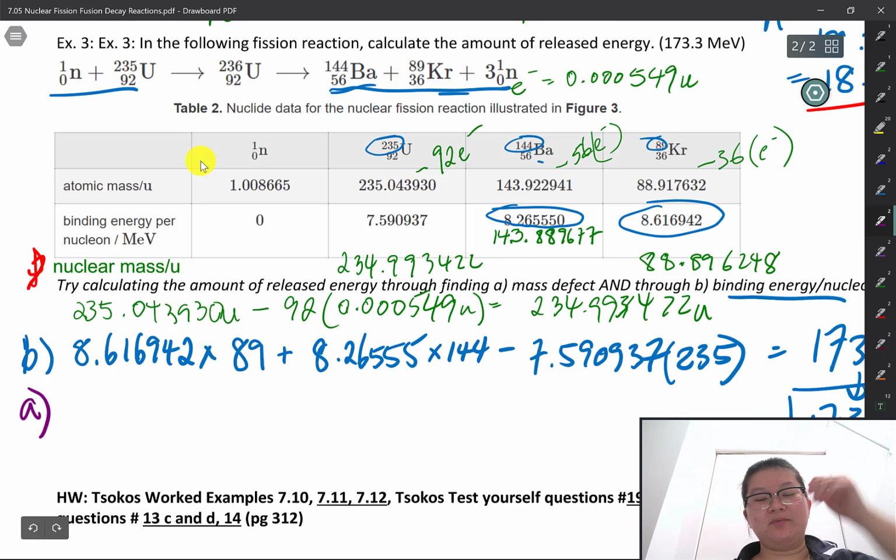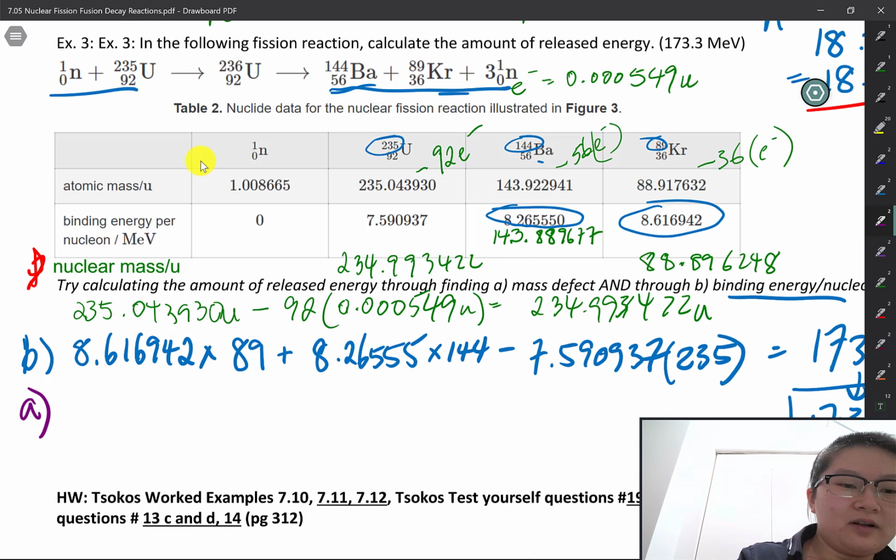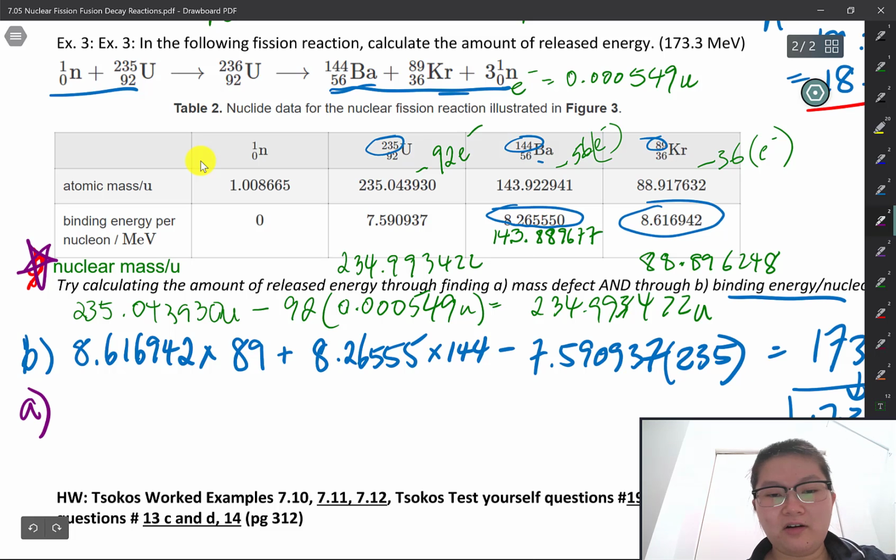With the mass defect method, I'm going to have to use my nuclear masses, the ones that I've calculated earlier. So again, we have to be very careful because we're not talking about binding energy. We have to use all the masses on either side of the equation, including these 3 neutrons and this 1 neutron here. So I have a net 2 neutrons I have to consider on my product side.